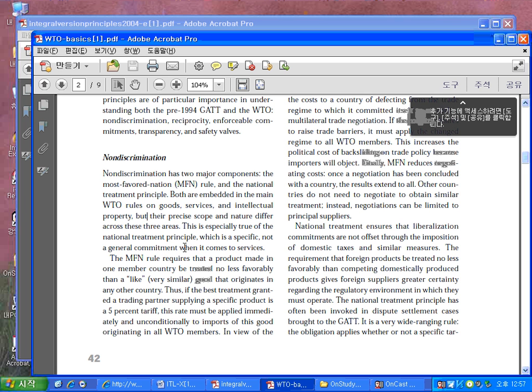What is MFN? The MFN rule requires that a product made in one member country be treated no less favorably than a like good that originates in any other country. Thus, if the best treatment granted to a trading partner supplying a specific product is a 5% tariff, this rate must be applied immediately and unconditionally to imports of this good originating in all WTO members. So it represents a classical notion about equality of states in the international arena.